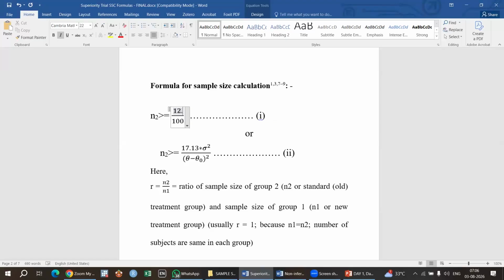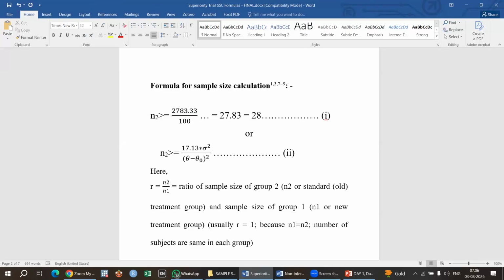2783.33, whatever. So please divide by 100. The answer is coming 27.83, or we can say 28. So this is group 2, 28. Group 1 is also 28. So we have to recruit 28 patients.